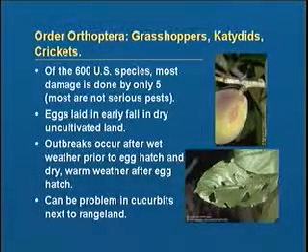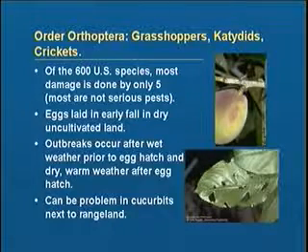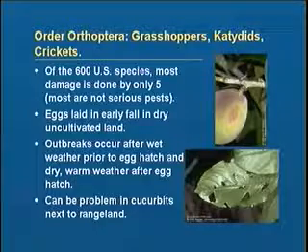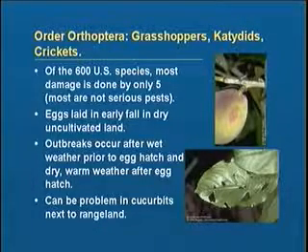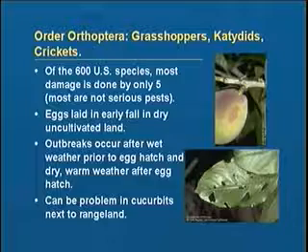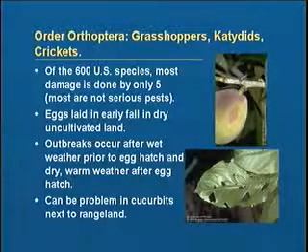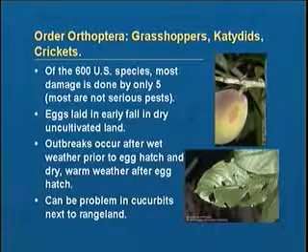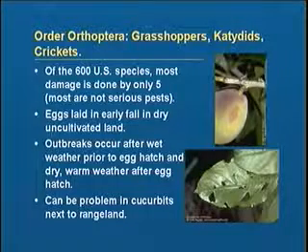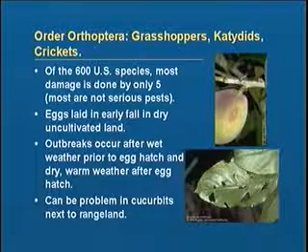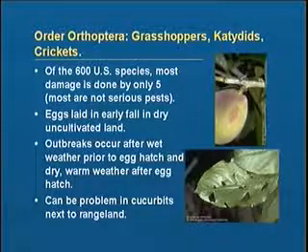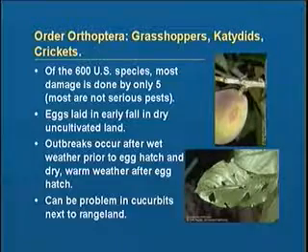Again, of the 600 species in this group, most damage is only done by 5. And so most are not serious pests. They cause problems because of the way they overwinter. They lay their eggs in fall in dry, uncultivated land, rangeland. And then in spring, after wet weather and then a period of drying, the nymphs emerge, and they can be a problem in adjacent gardens to this type of rangeland habitat.